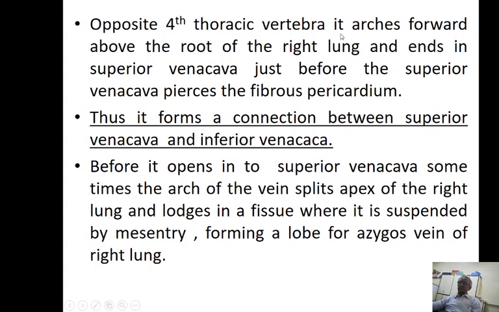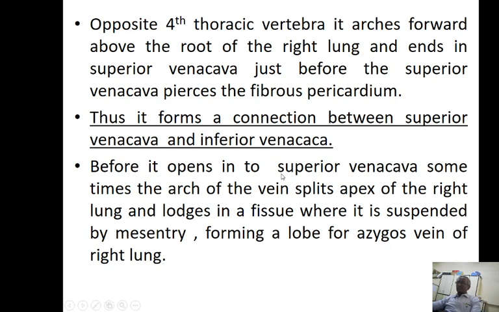Opposite the 4th thoracic vertebra, the azygos vein arches forward above the root of the right lung and ends in the superior vena cava just before the superior vena cava pierces the fibrous pericardium. That is just before it enters the heart. This superior vena cava is joined by the azygos. Thus, the azygos vein forms a connection between the superior vena cava and inferior vena cava.